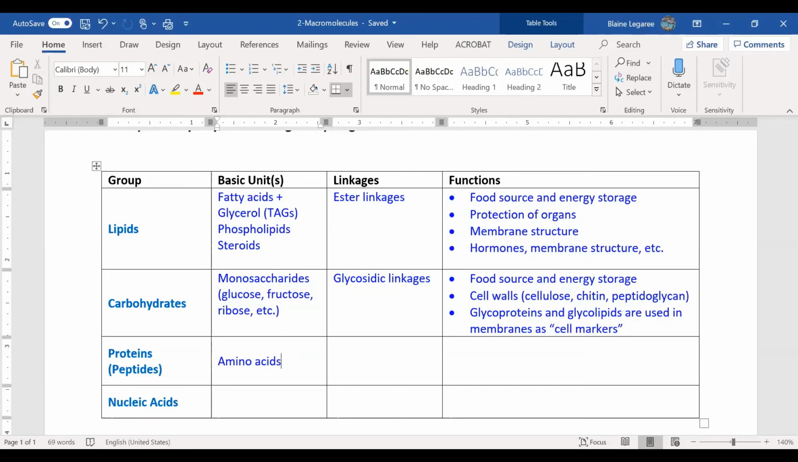Will this PowerPoint be posted on Moodle? Yes, I meant to do that this morning and forgot, so I'm going to work on that and get that up hopefully in the next 10 minutes here.